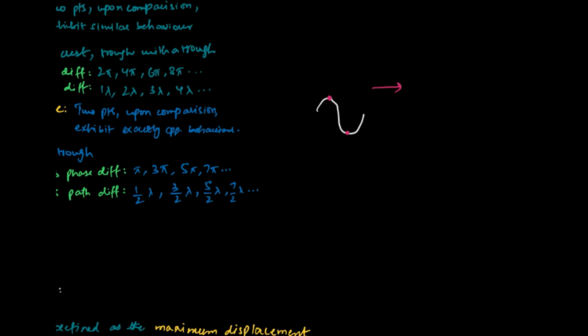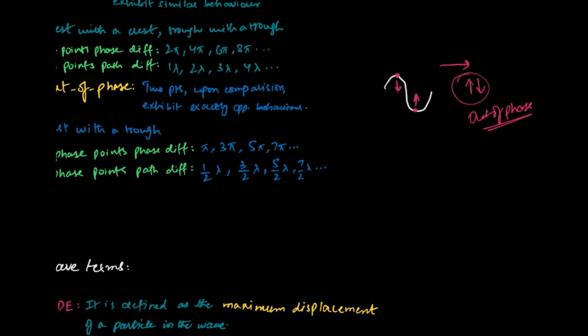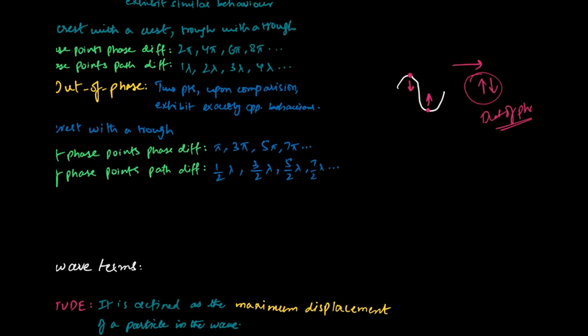The next time, the point on the trough is going to go up and the point on the crest is going to go down. Because they travel exactly oppositely, they behave exactly oppositely, and that is why they are known as out of phase points. Out of phase means upon comparison they exhibit completely opposite behavior. The phase difference between them will be half a wavelength, which corresponds to 180 degrees or pi radians.